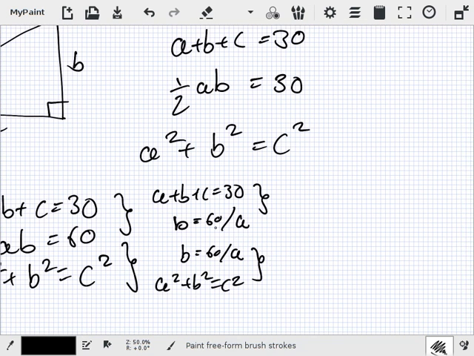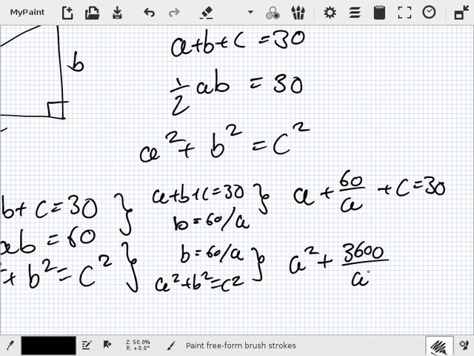So I'll sub the B into the first one. So I get A plus 60 over A plus C equals 30. And I'll do the same thing here. I'll get A squared plus B squared, which is that now, 60 over A squared, equals C squared.